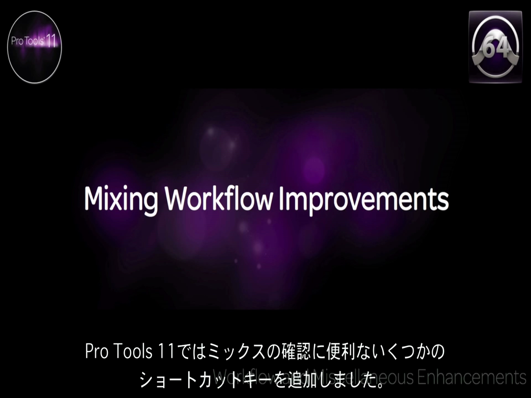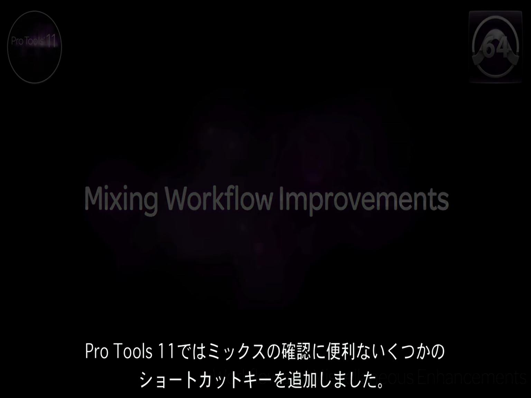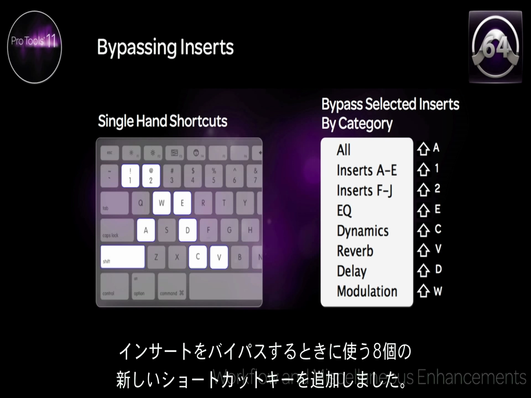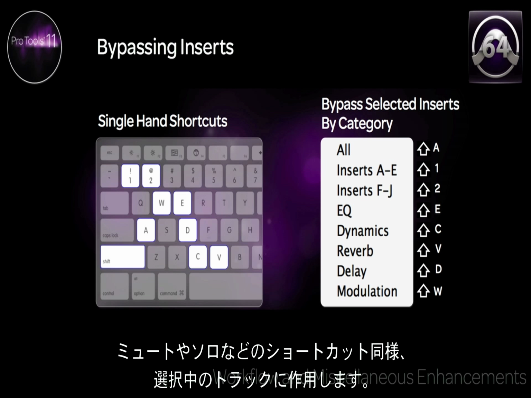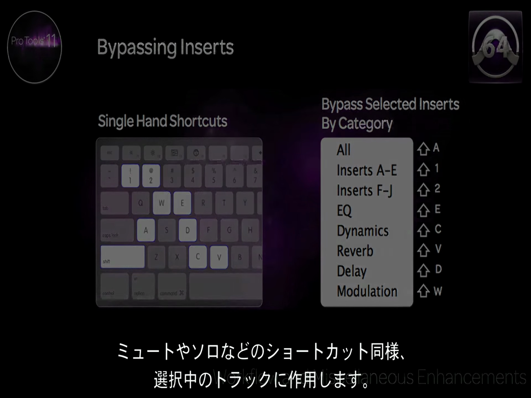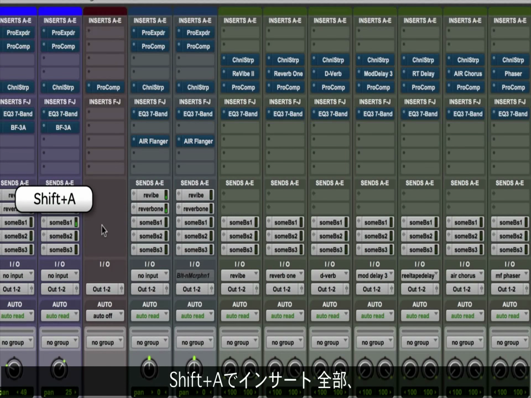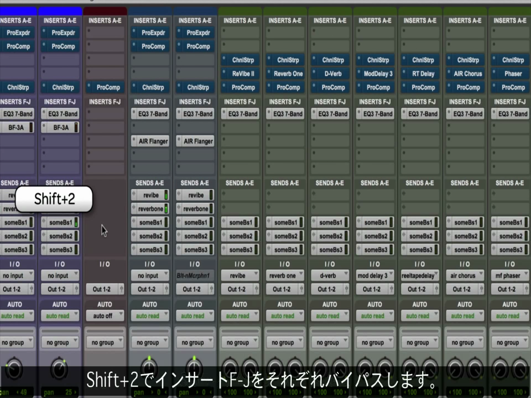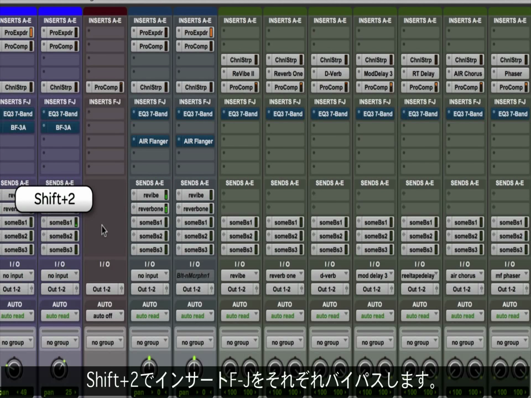With Pro Tools 11, we have added a number of new key commands and modifiers to aid in quickly checking and diagnosing your mix. Let's take a look at the inserts first. There are 8 new key commands to bypass inserts. These work in conjunction with what tracks are selected, just like the key commands for mute, solo, record, and input. Shift-A will bypass all inserts, Shift-1 will bypass inserts A through E, and Shift-2 will bypass inserts F through J.